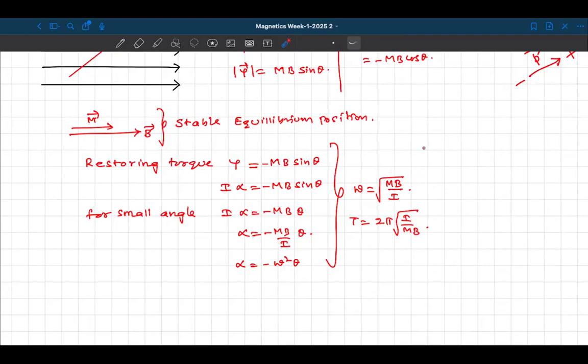Till this point, any student having doubt? Pakka. Next.